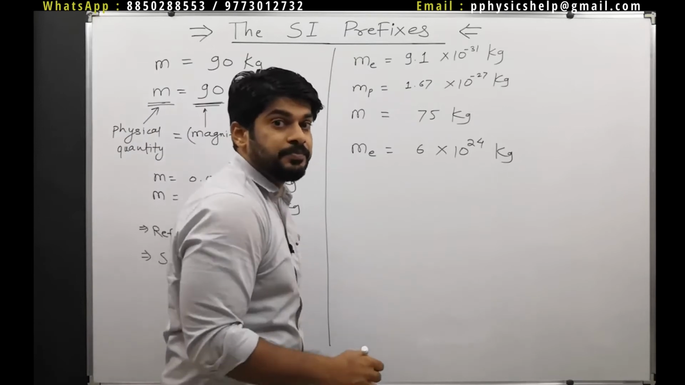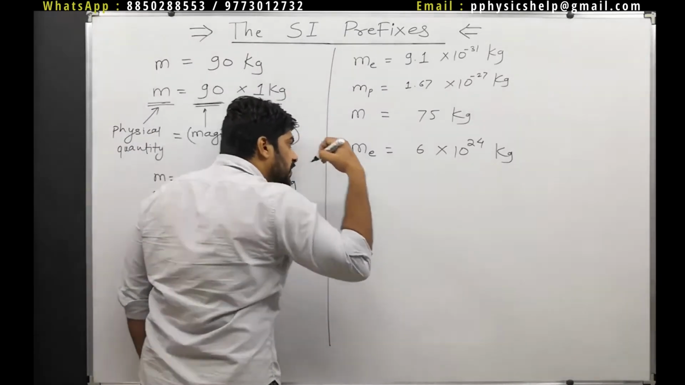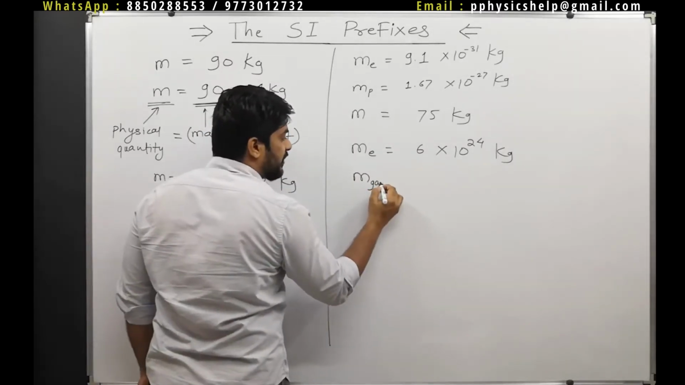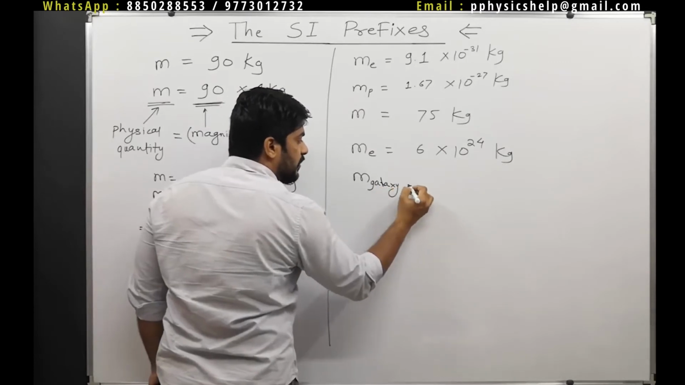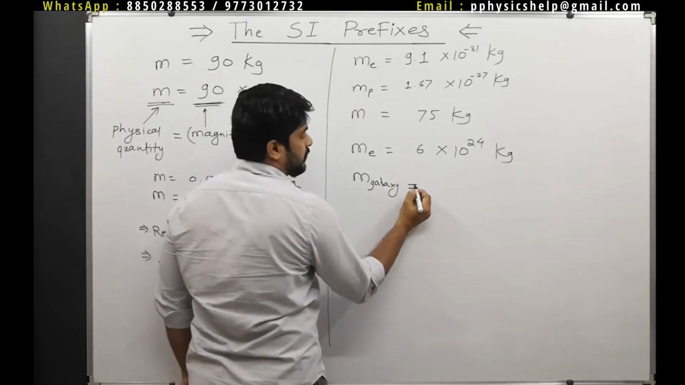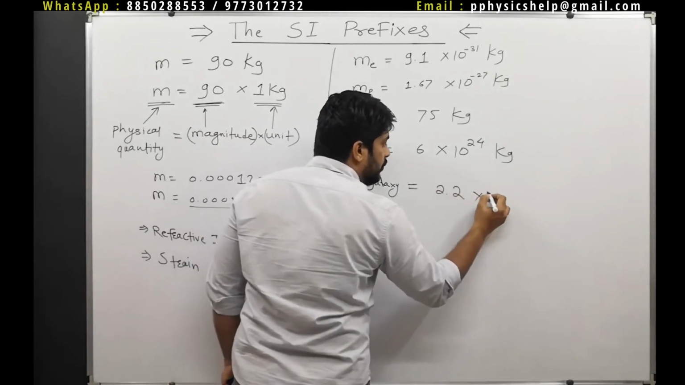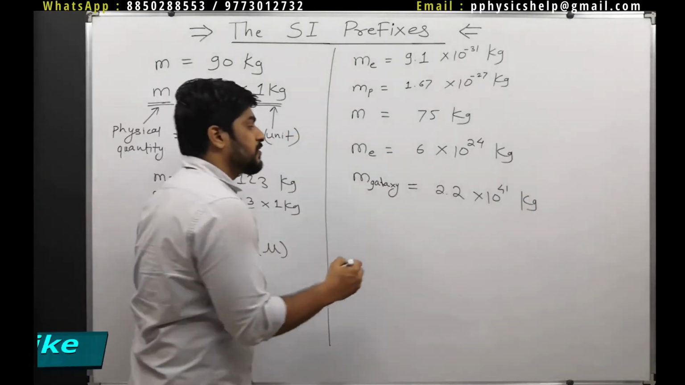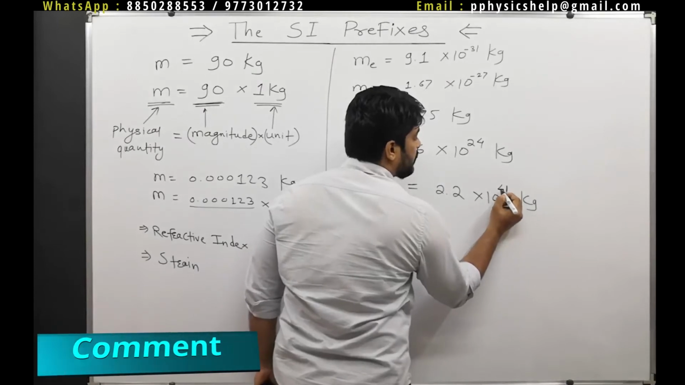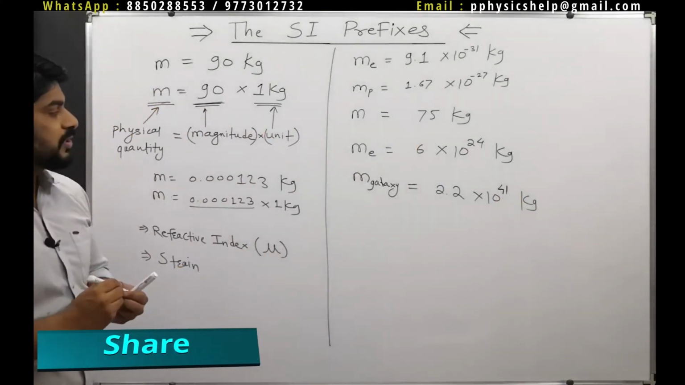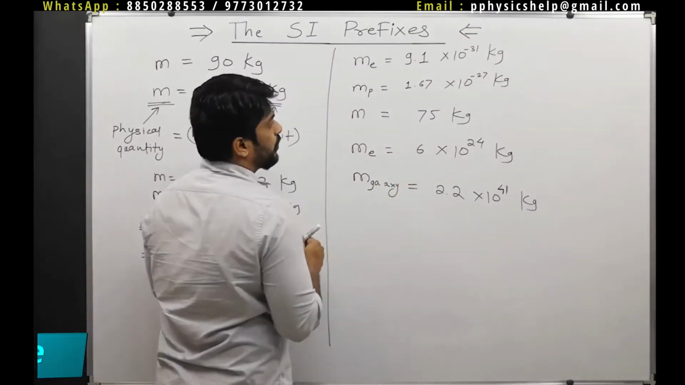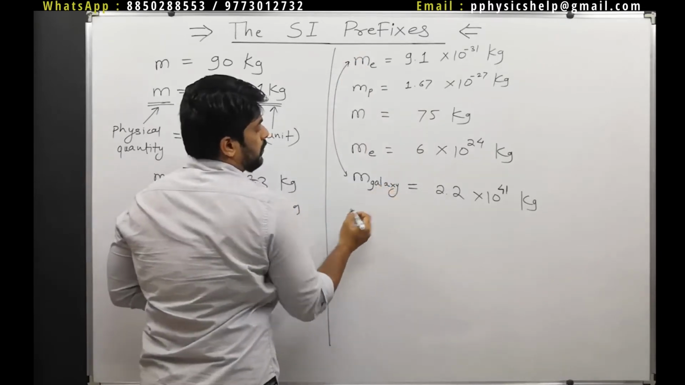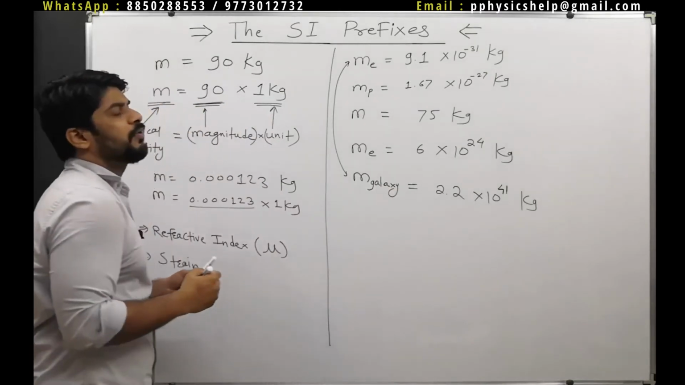Even if I go further, the mass of our galaxy is about something like 2.2 into 10 raised to 41 kg. Imagine that now. Just look at this number. So you can see here the mass of our galaxy and the mass of our electron. Compare these two. You will find out a huge difference.